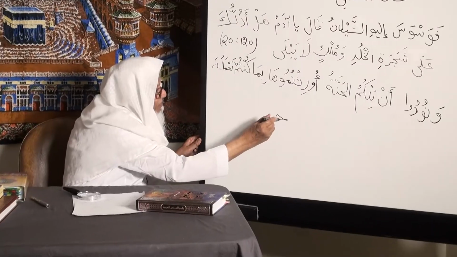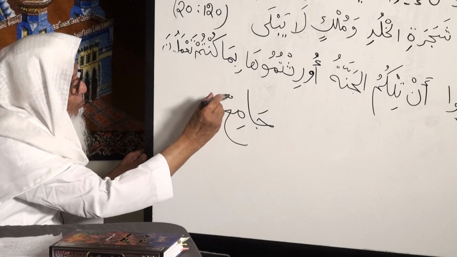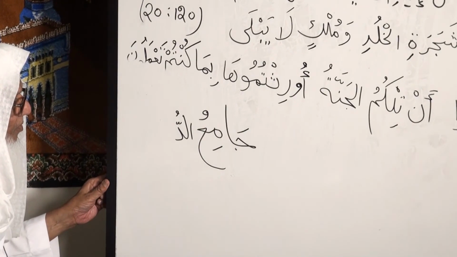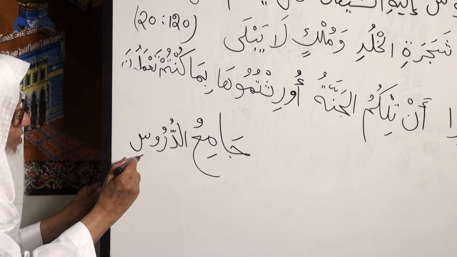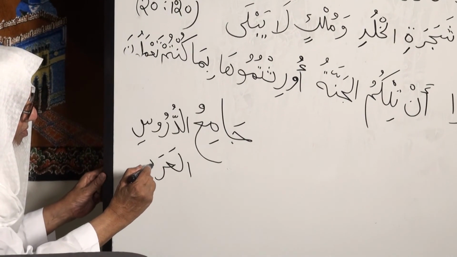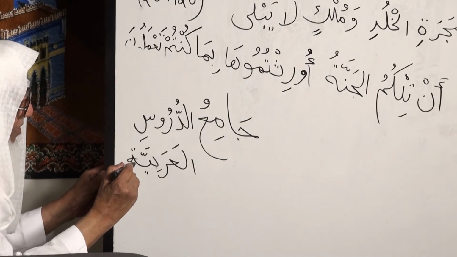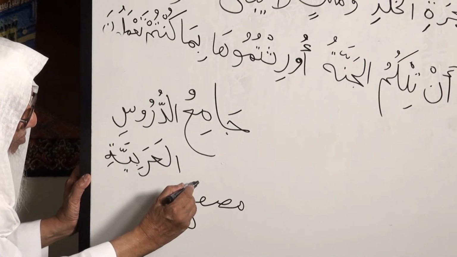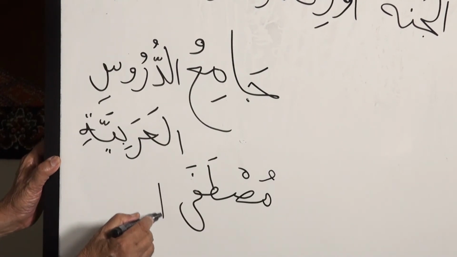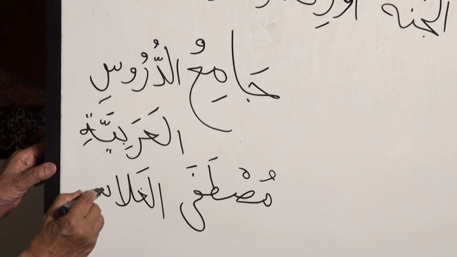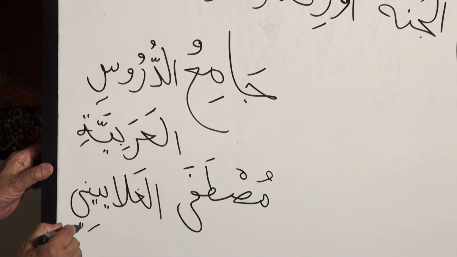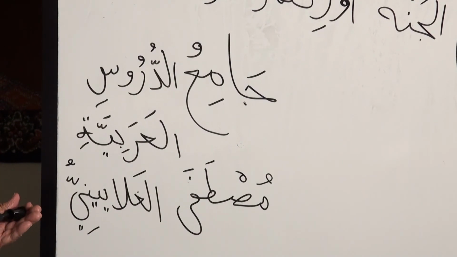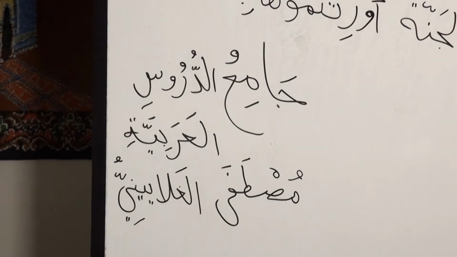I better write the name. Jami'u al-Durus, جامع الدروس العربية. Name of the author is Mustafa al-Ghalayini, مصطفى الغلاييني. That's the name of the author. Name of the book is جامع الدروس العربية.